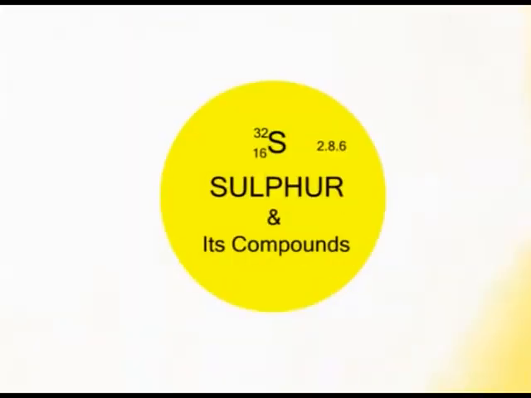Next, sulfur and its compounds. Sulfur was discovered by the ancient Chinese in the prehistoric period, but was recognized as an element in the second half of the 18th century. It was used as a fumigant in ancient Greece, and it's what is referred to in the Bible as brimstone.